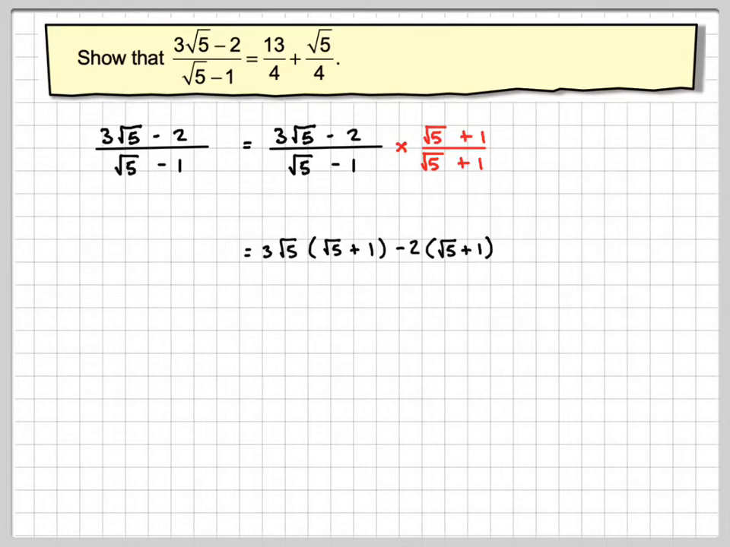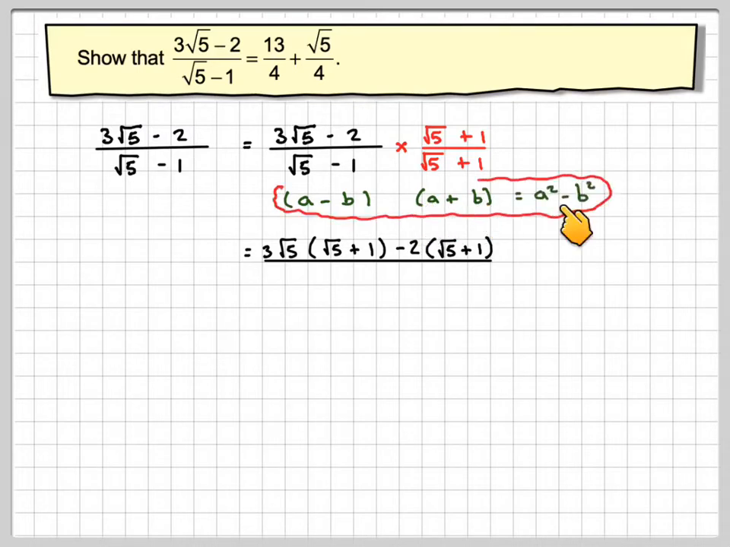Now for the denominator, we use the idea that (a minus b) times (a plus b) is equal to a squared minus b squared. So this now becomes root 5 squared, and then minus 1 squared. So basically we've just applied the difference of two squares to this idea here.